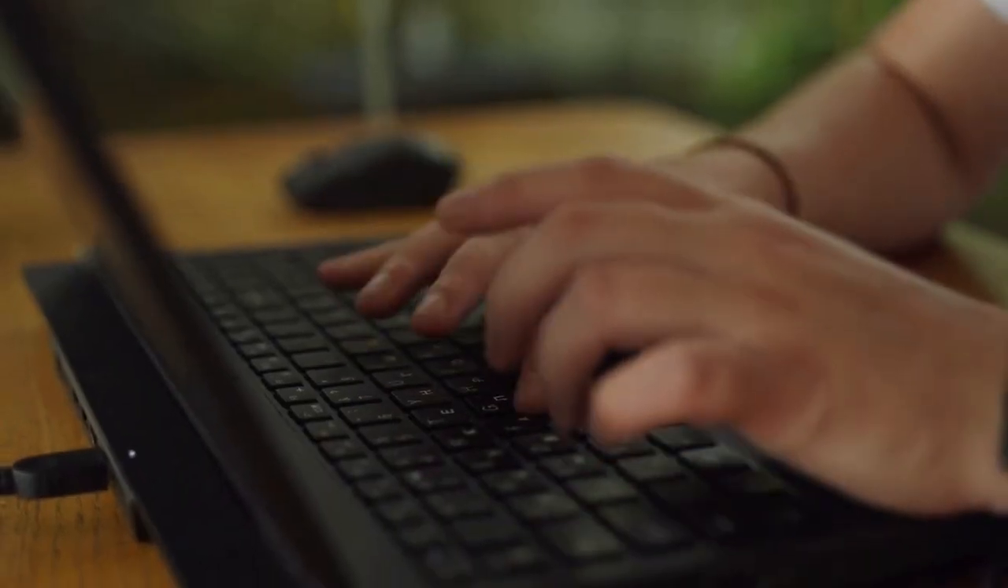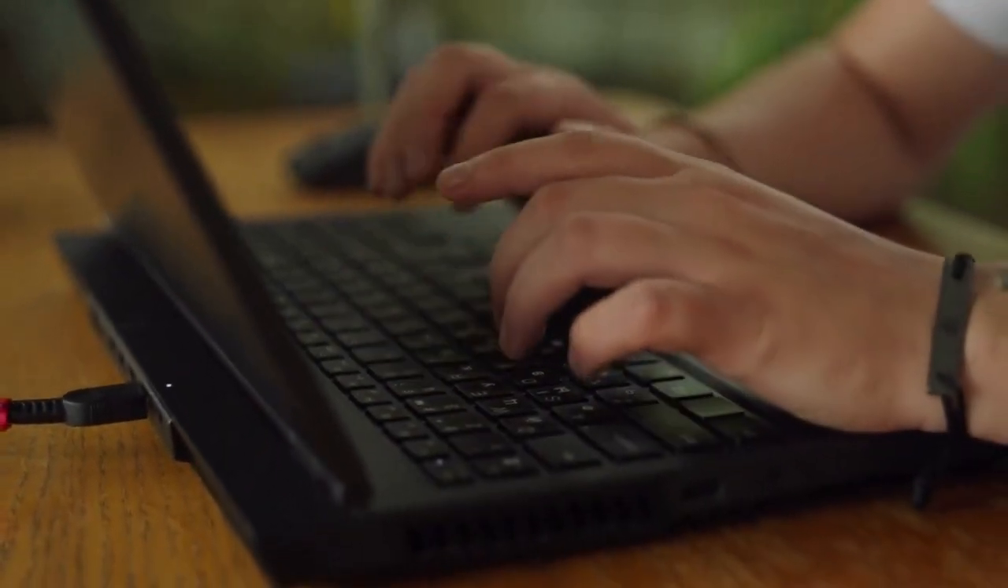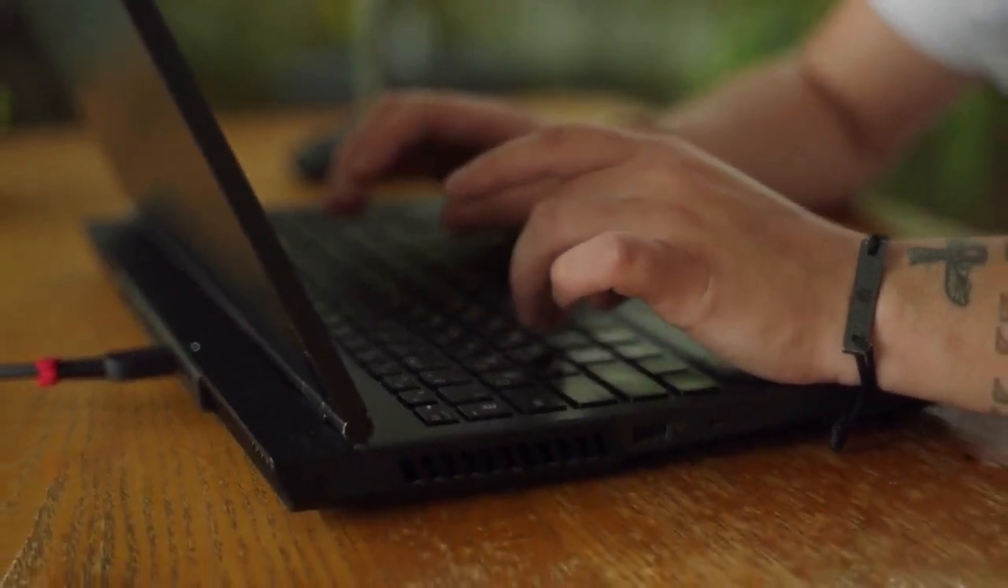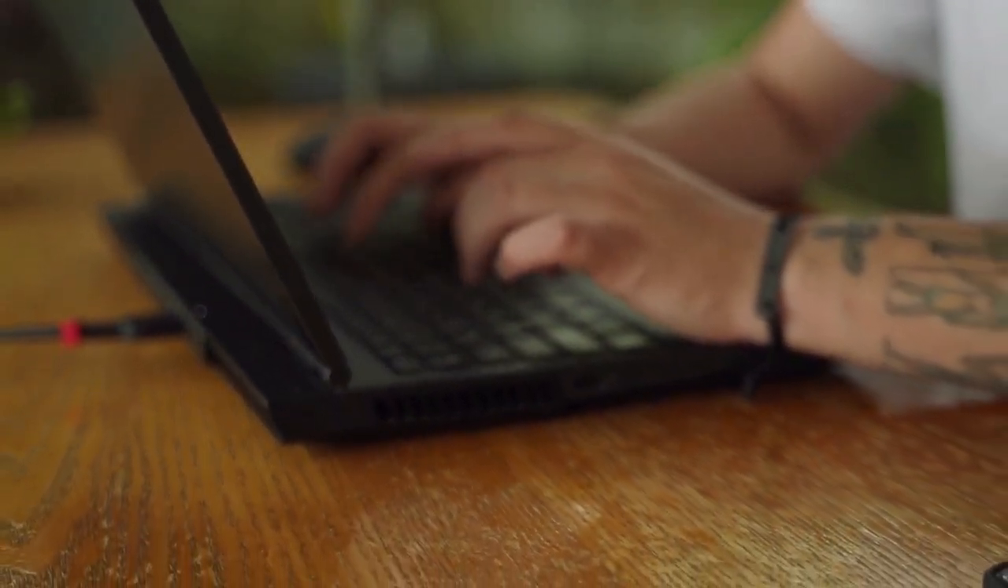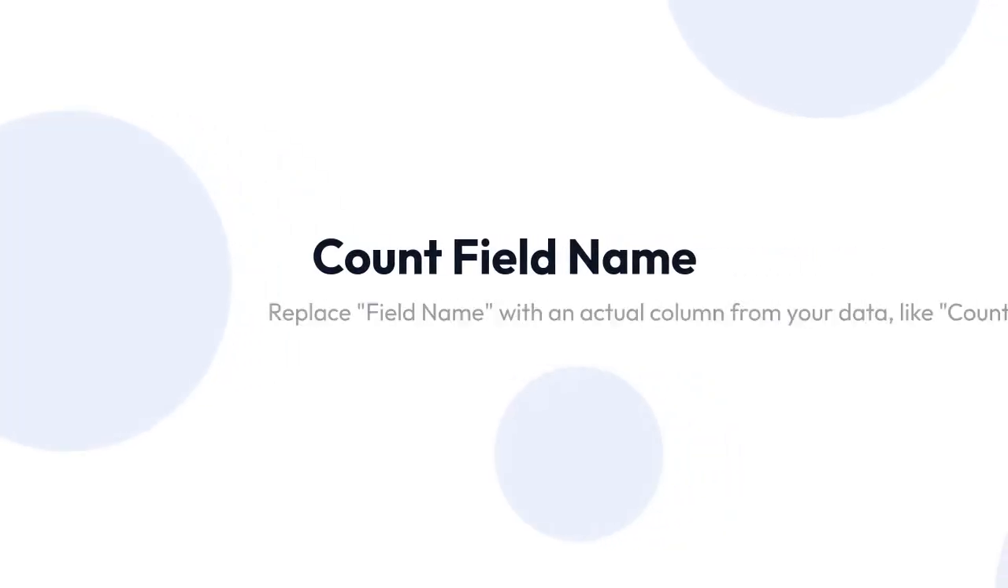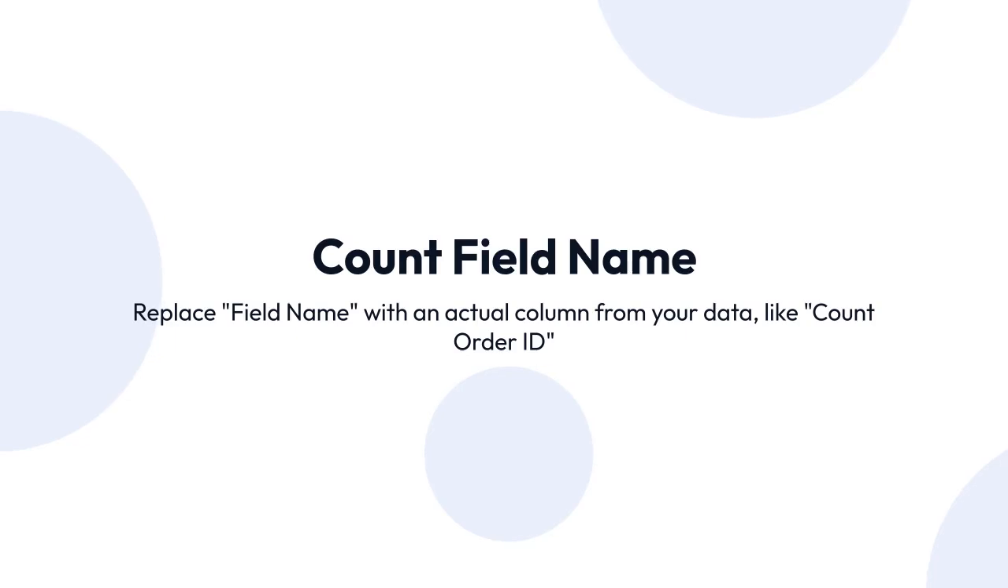Our second method gives you more control by using a calculated field with the count function. You would create a new calculated field and type the formula COUNT(field name). You need to replace field name with an actual column from your data, like COUNT(order ID). This function counts all the rows for that specific column, but it only counts rows that have a value.